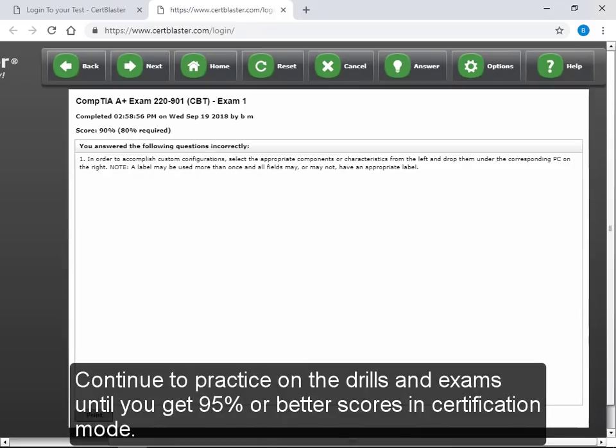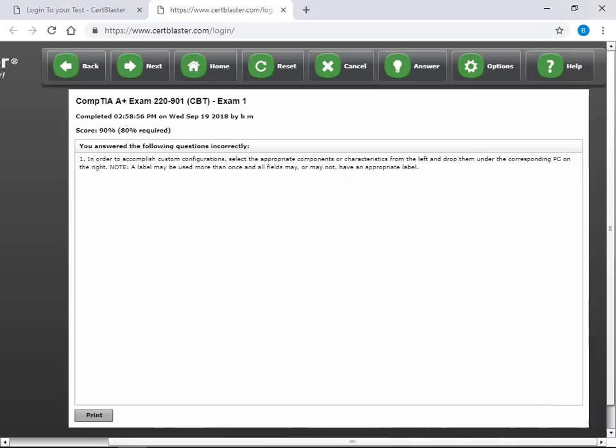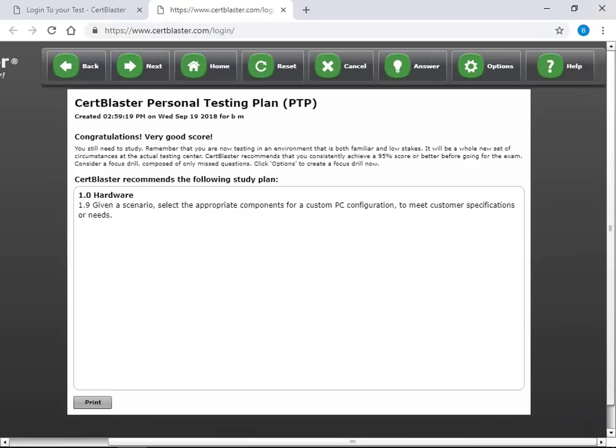Continue to practice on the drills and exams until you get 95% or better scores in certification mode.